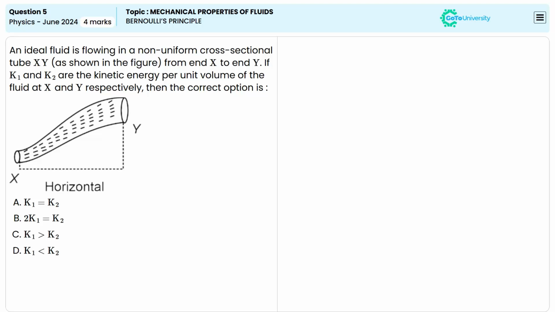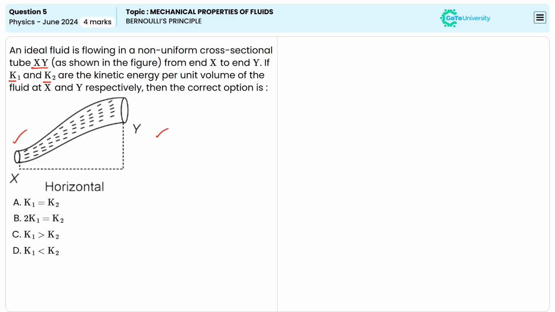The fluid is flowing from point X to Y, which is a non-uniform cross-sectional tube as well. K1 and K2 represent the kinetic energy per unit volume at points X and Y. Based on that, we have to select which option is correct.